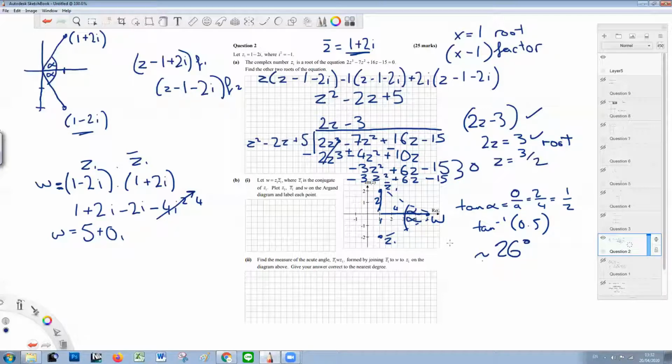And then double that for the 2 alpha, because you're looking for 2 alpha is equal to 52 degrees. So your answer here, that's probably the worst arrow ever, is 52 degrees roughly. So that's that question done. Hopefully that was pretty clear.